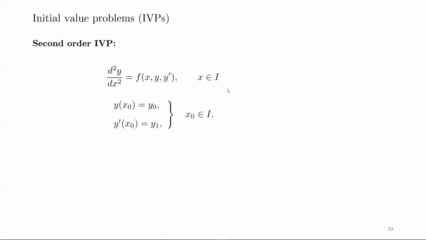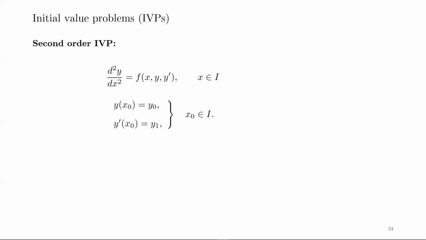Or if we have a second order initial value problem, we say the second derivative of y with respect to x is equal to some function of x, y, and the first derivative of y. For this ODE to become an initial value problem, we need to supplement it with two initial conditions because we have a second order ODE. So here we have an initial condition on y and an initial condition on y prime, the first derivative of y.